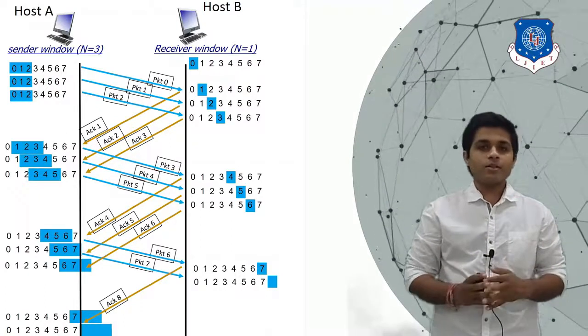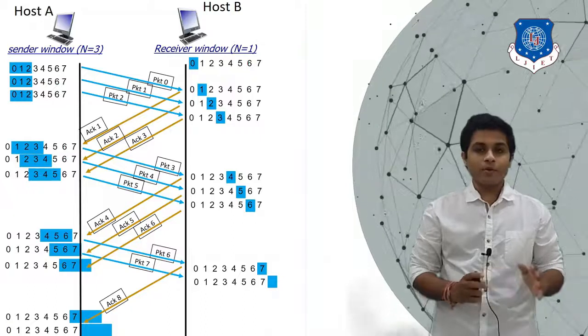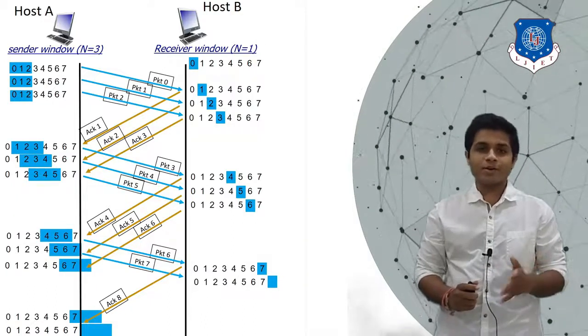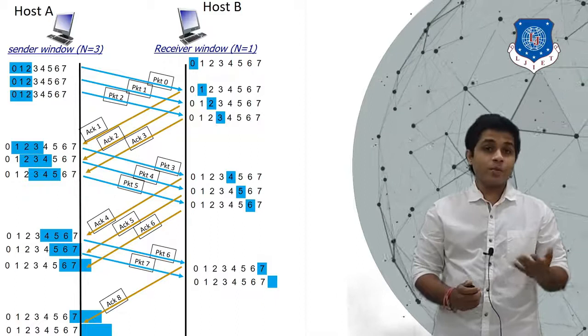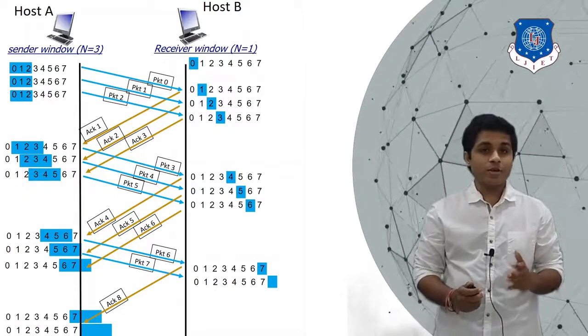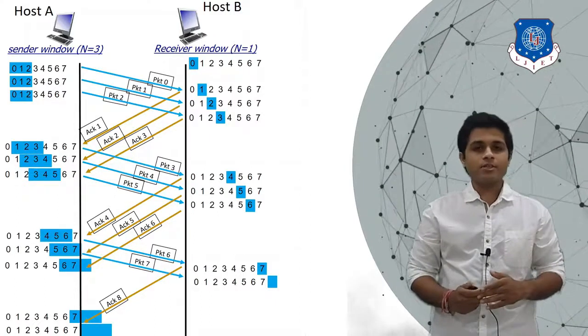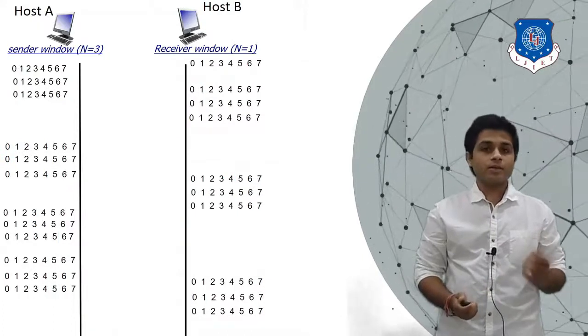So this is how the go back N works. We have not considered any packet lost or acknowledgement lost. But now let's see what happens if an acknowledgement is lost or a packet is lost. So let's see first what happens if the acknowledgement is lost.